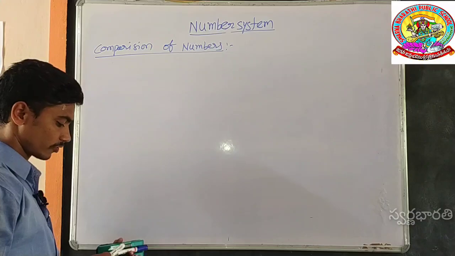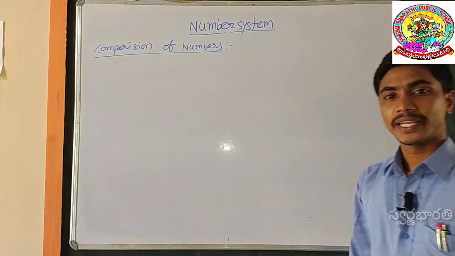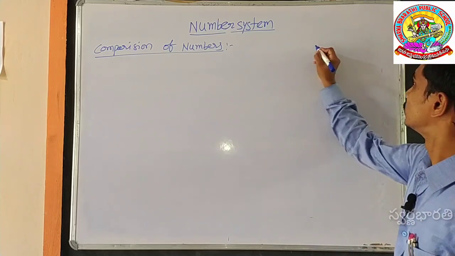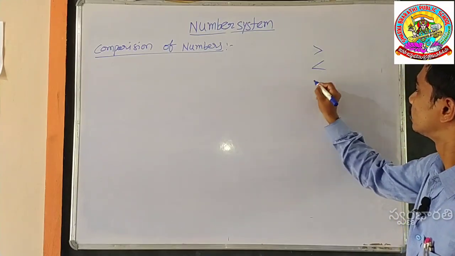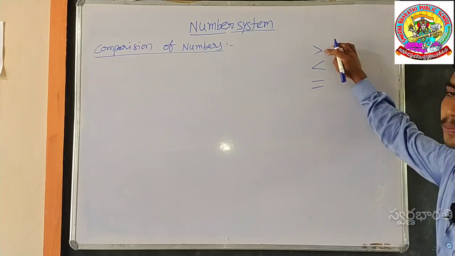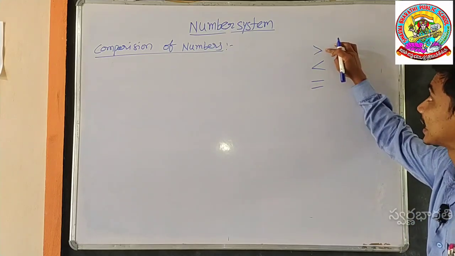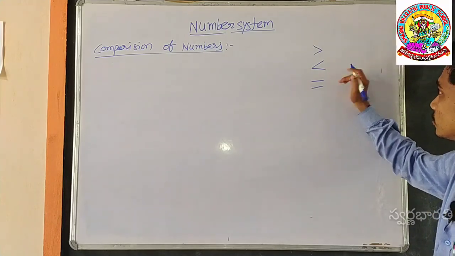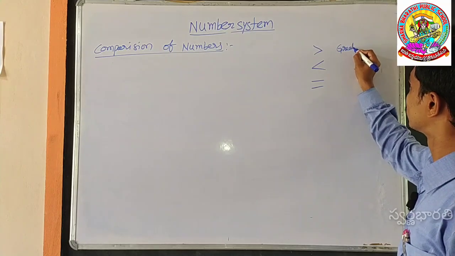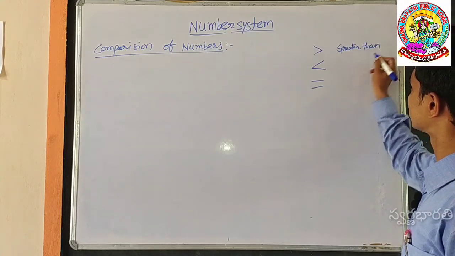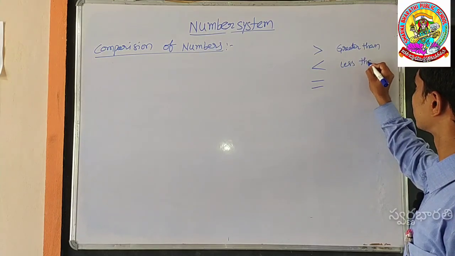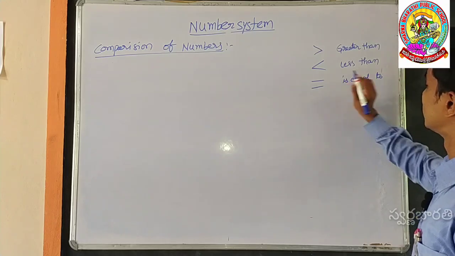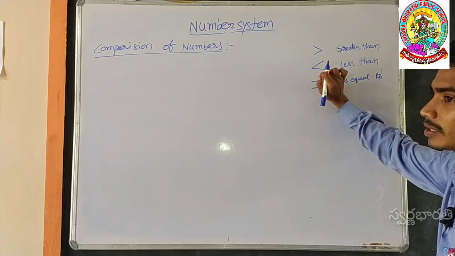Next concept is comparison of numbers. While comparing any numbers, we will use 3 symbols for comparison purpose. What are these symbols? This is greater than, this is less than, this is equal to. When will we use the greater than symbol?